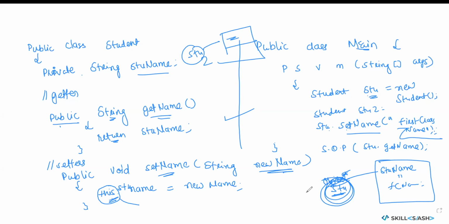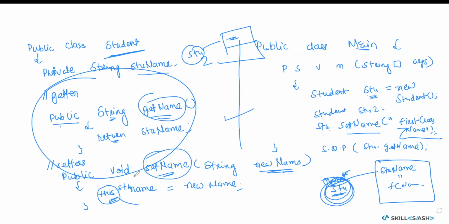Make sense? So private can be used only inside the class, and outside the class only if you are calling the getter and setter methods. Only then you can do that.